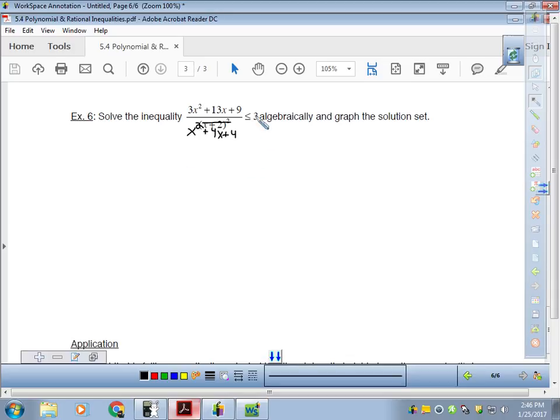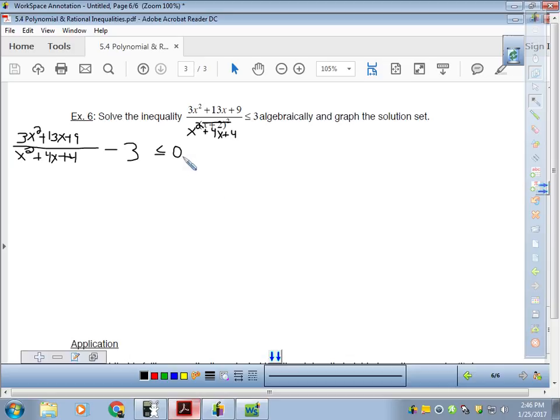Now, in order to do this, the first thing I need to do is make this a 0 on the right-hand side. So I need to move the 3 over. So I'm going to have 3x squared plus 13x plus 9, all of that over x squared plus 4x plus 4, and I'm subtracting that 3. I have less than or equal to 0. So I have the 0 there.